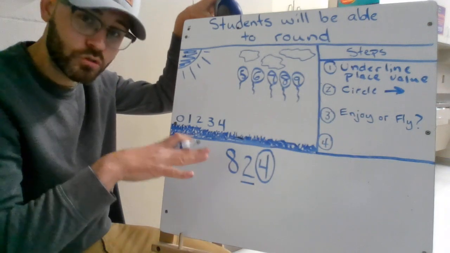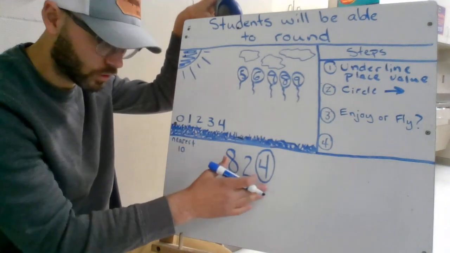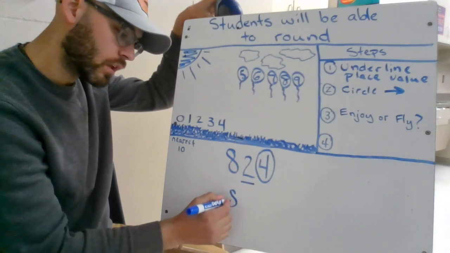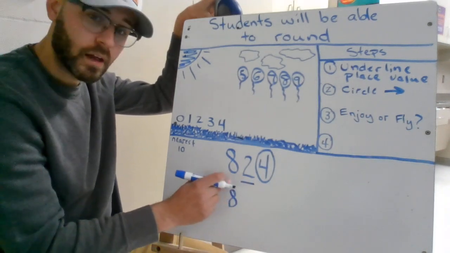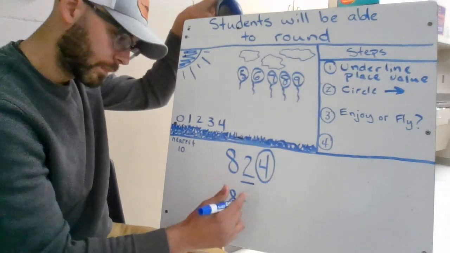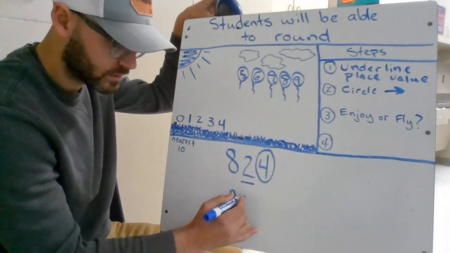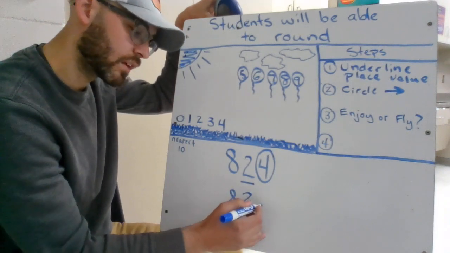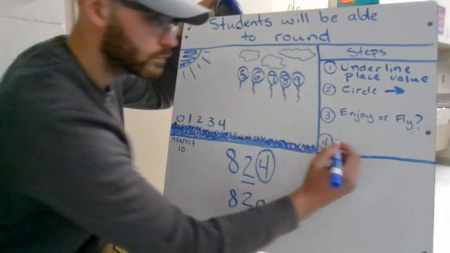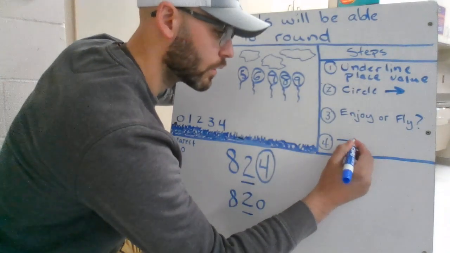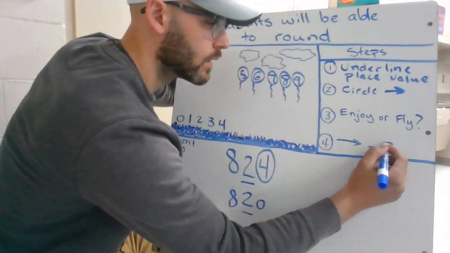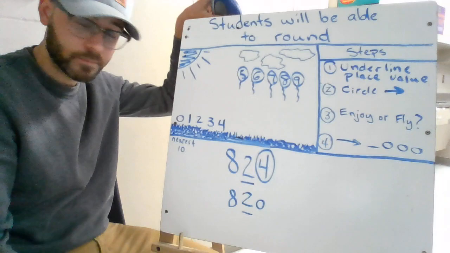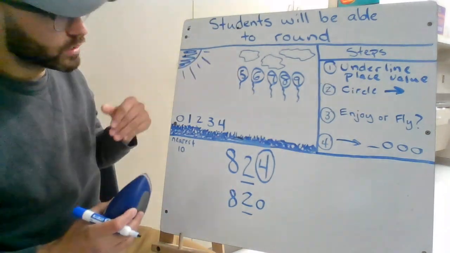So 2 will also just enjoy its day because the circle tells the underline what to do. So everything to the left of the underline stays the same. Everything to the right becomes a 0, which is actually step 4. So 2 enjoys its day, stays the same, and everything to the right becomes a 0. Everything to the right of the underline becomes a 0. It doesn't matter how many place values are after it. I'll do another example using my 4 steps.